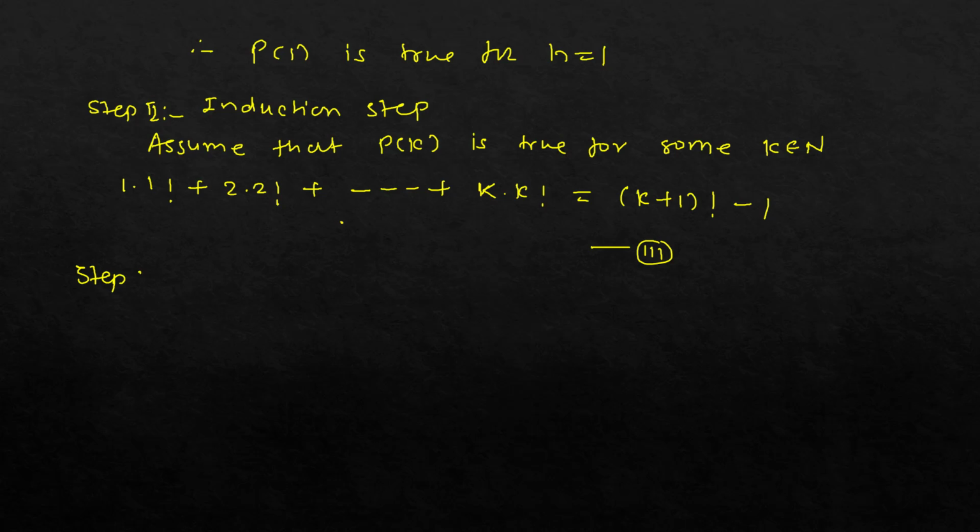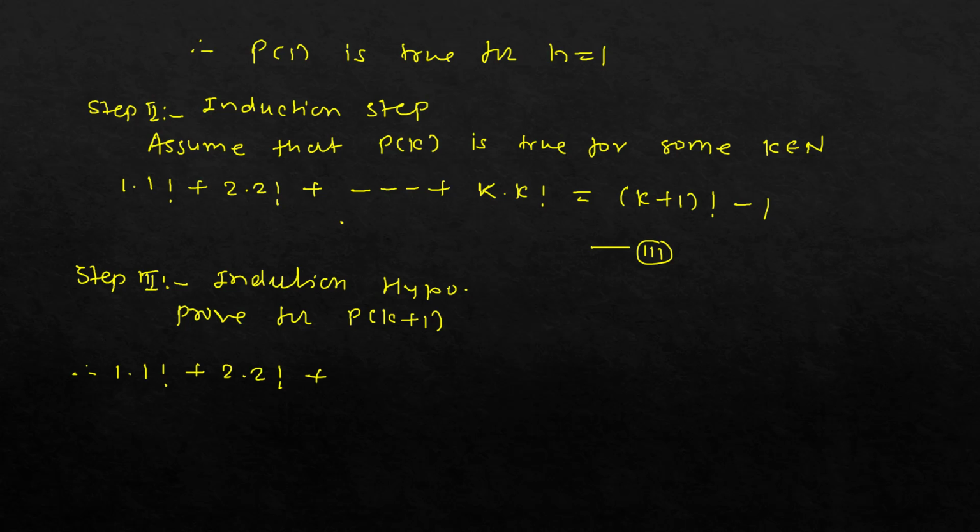So step number 3, induction hypothesis. That is, we have to prove for P of k plus 1. So we get the new sequence, that is 1 into 1 factorial, 2 into 2 factorial plus dot dot dot plus k into k factorial. Now this is a sequence, meaning we have to add one extra term, that is k plus 1 into k plus 1 factorial is equal to, now on RHS this is a constant term, so we get k plus 1 factorial minus 1. Now you have to show that LHS is equal to RHS.